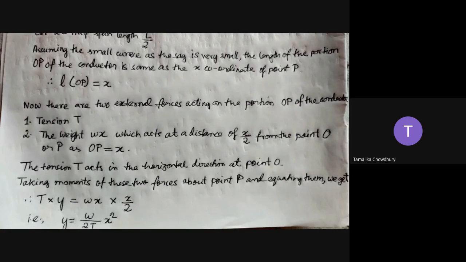So taking the moments of these two forces, the basic equation becomes T into y equals Wx, because W is weight per unit length, so the weight is weight per unit length into length. So Wx into x by 2, which is the distance from the point O. That becomes our moment equation. Equating this, we get y.